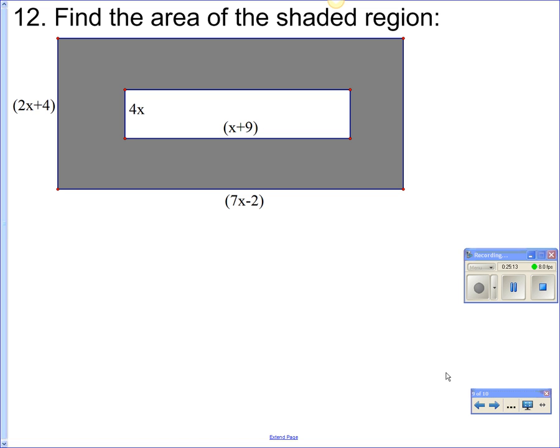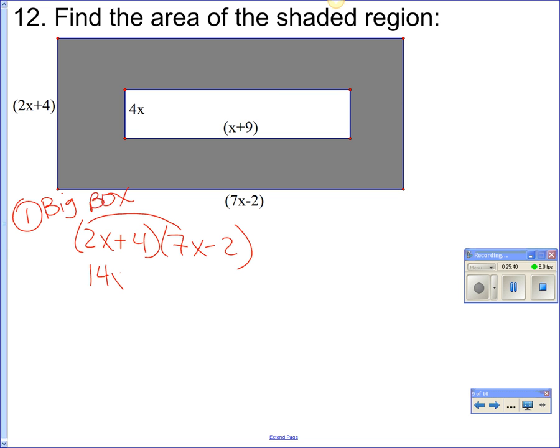All right, last one. Find the area of the shaded region. Shakira, what do you have to do first? Good. So first thing I do is the big box. Okay, so 2x plus 4 and 7x minus 2. All right, Faith, help me with this one. Very good.